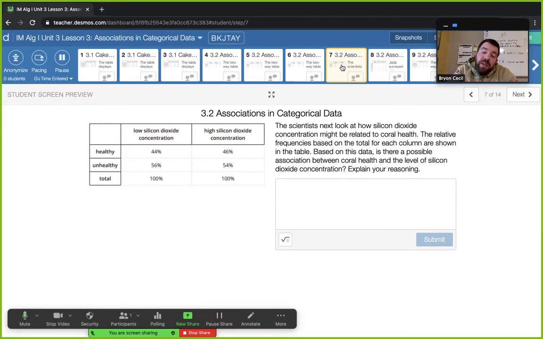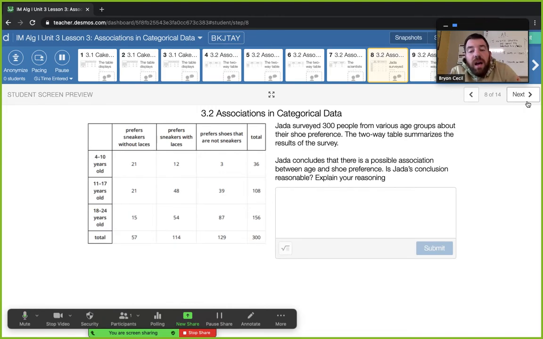For example, here, based on this data, is there a possible association between the coral health and the level of silicone? Now we see here 44.56, 46.54. There is not much differentiation, and it would be no. There is not an association because there is minimal difference.